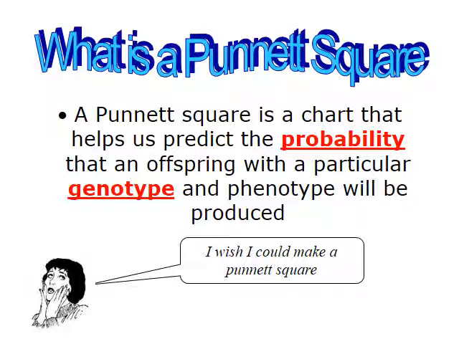So all a Punnett square is, is a chart that helps us predict the probability that an offspring with a certain genotype and a certain phenotype will be produced. So it's the likelihood of two parents with brown hair having a brown-haired child versus a blonde-haired child.